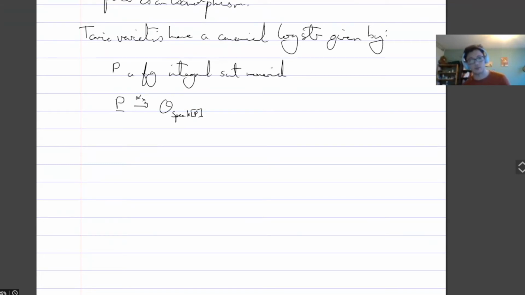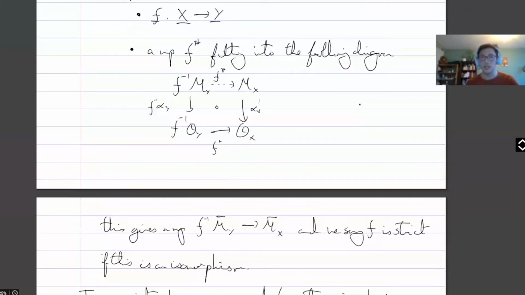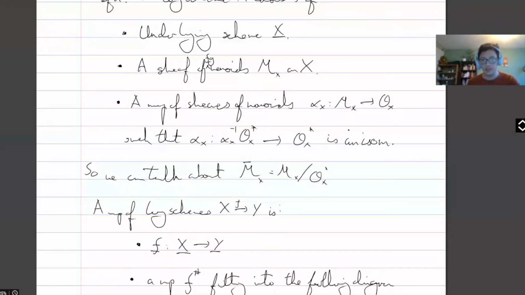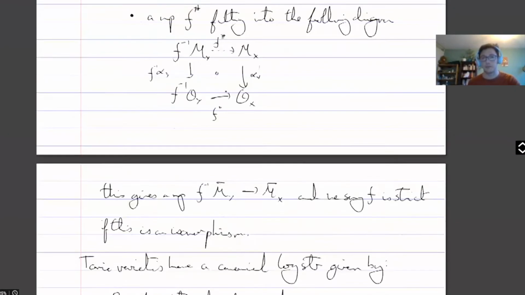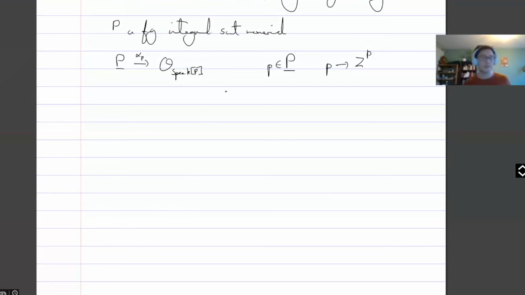What does this do? So I shouldn't say P, there should be a P there. This sends an element P, a section P inside P bar, just to z to the P. So this thing isn't quite a log structure because it doesn't obey this statement about being an isomorphism on invertible elements, but there's a way to fix that, which is just to take the pushout with the invertible elements.